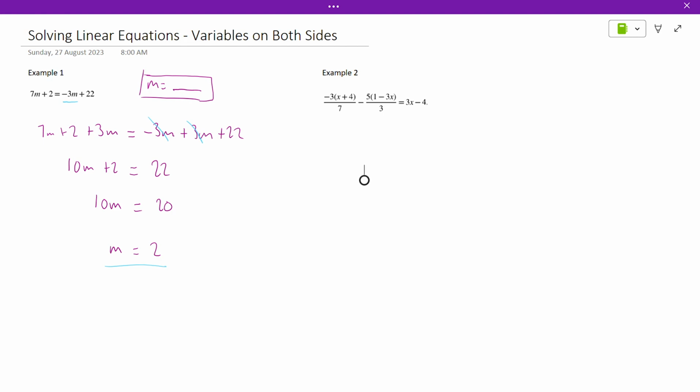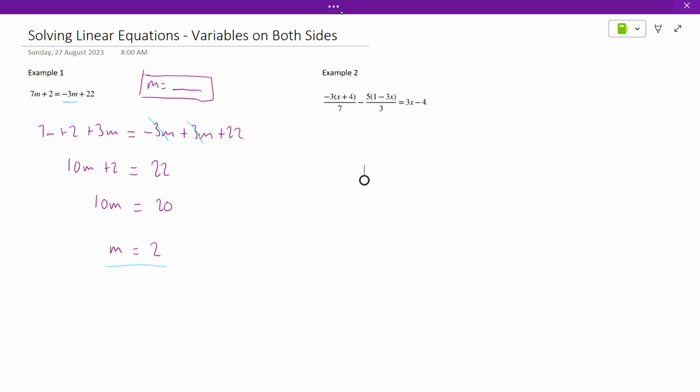This one's a little bit more complicated, but still, if we do it slowly and we follow all the correct steps, then it shouldn't be too difficult. So I've got negative 3 outside of x plus 4, all divided by 7, minus 5 outside of 1 minus 3x, all divided by 3, equals 3x minus 4. Okay, first step, there's a variety of approaches here. I'll show the one that I prefer.